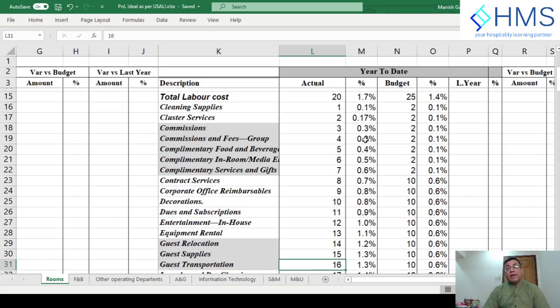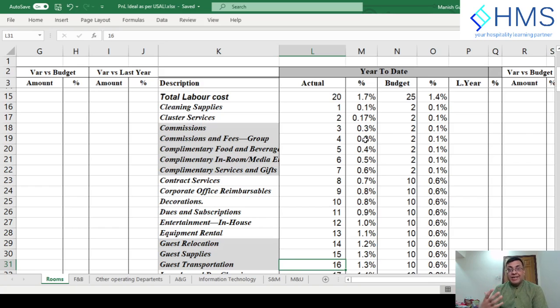This matters especially when you are comparing the cost with other hotels. If you are outsourcing, your labor cost may be low, but your other operating expenses will be higher. If you are doing it yourself, your operating expense will be low, however your labor cost will be higher. Cluster services, as we already discussed, is usually a charge from the cluster office. It does not depend on the revenue unless it's allocated based on revenue.